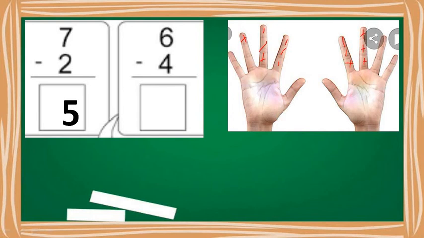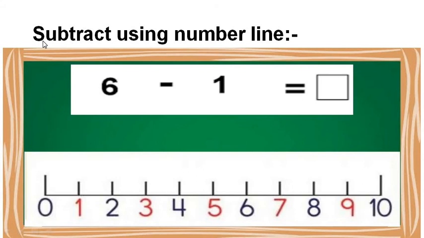1 and 2. 6 minus 4 is equal to 2. As I told you in the starting of the lecture, today we will learn subtract using number line.